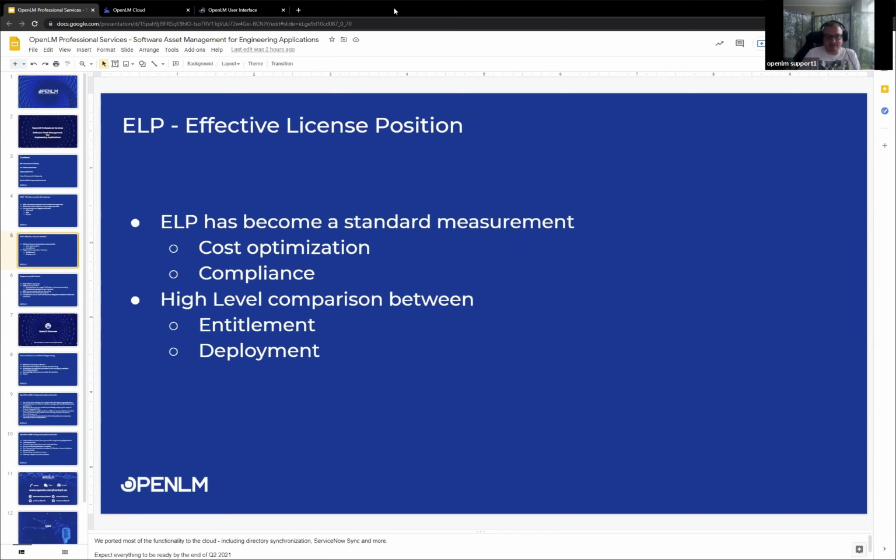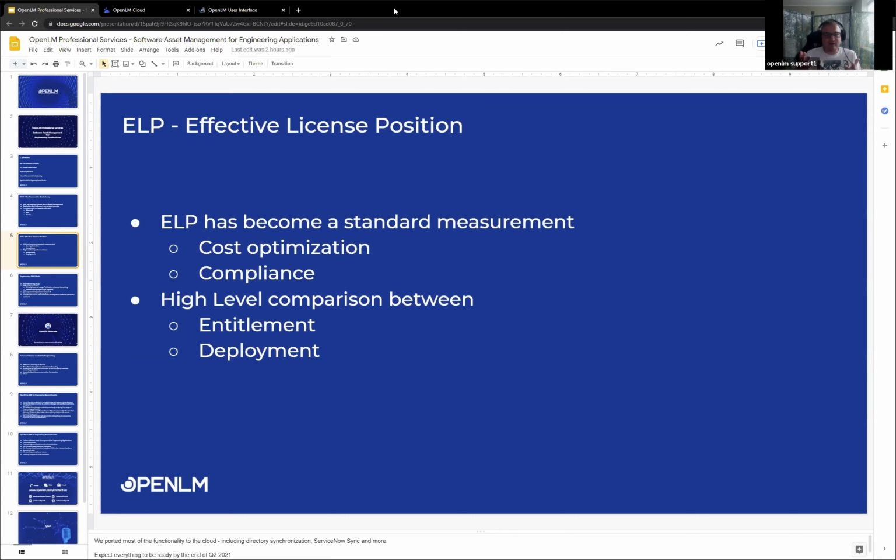So ELP is an effective license position, and it has become a standard measurement to look at how your software, your licenses, your applications are doing. I know that in the engineering world, it's not something that's been mentioned as often, but I will talk a little bit about how you can actually apply the ELP to the software world, because there are key factors when it comes to creating a proper effective license position.